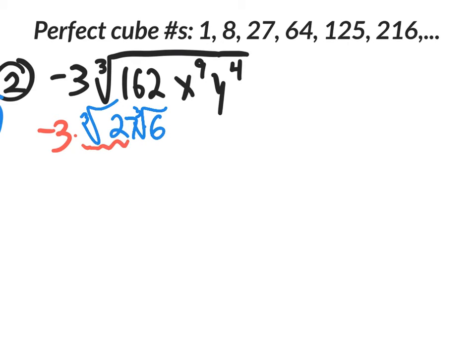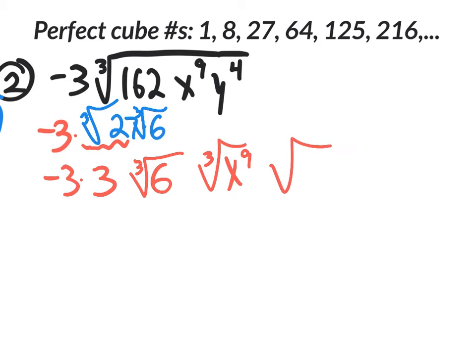Now the third root of 27, that's just 3. So you really have negative 3 times 3 times the third root of 6. And then we're going to split that third root to the other terms, the third root of x to the 9th and also the third root of y to the 4th. Now we love having something that's divisible by 3 because the third root is really the power of 1/3. And when you do that, it's really like dividing by 3. So this answer right here is going to be what?